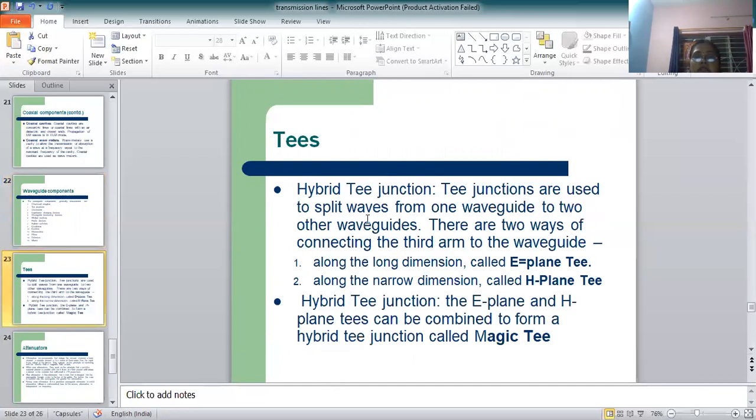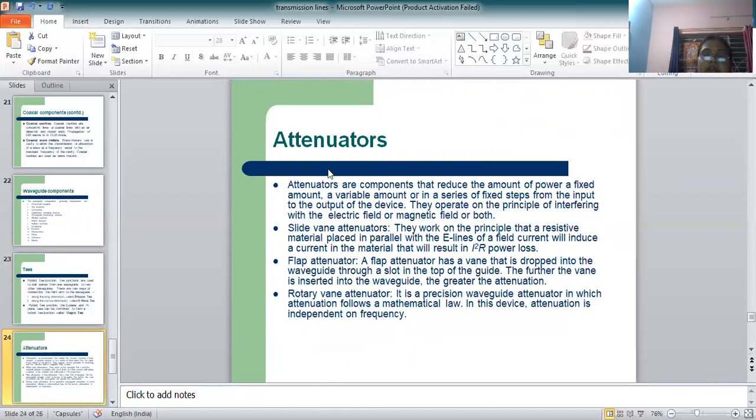These are the T's, which are kind of hybrid T junctions, which split the waves from one waveguide to the other waveguides. There are different types of attenuators, which can reduce the power by a fixed amount. Types of attenuators are slide vane attenuators, flap attenuators, and rotary vane attenuators.